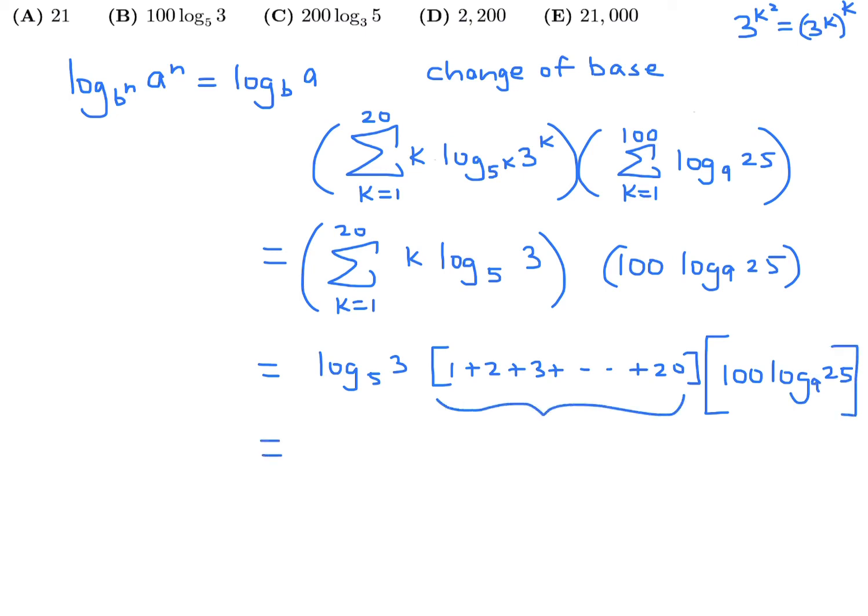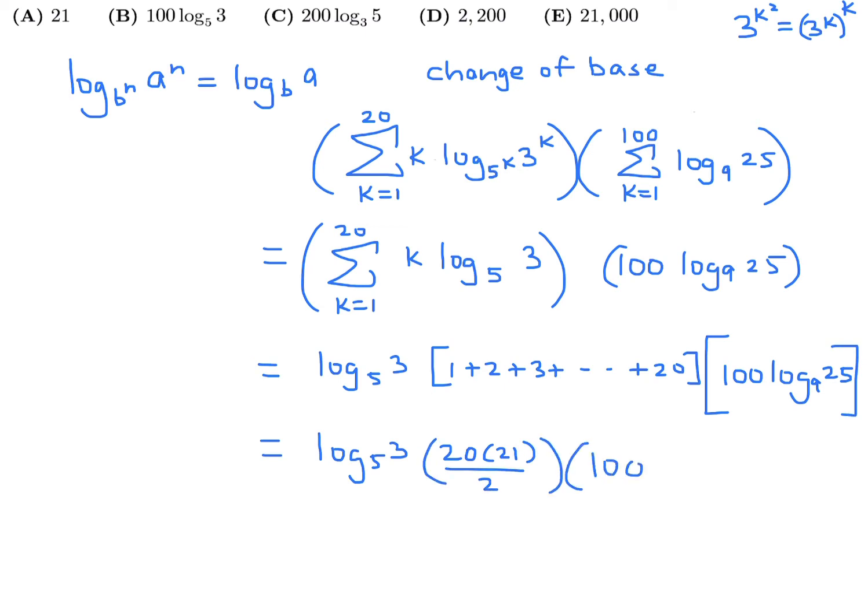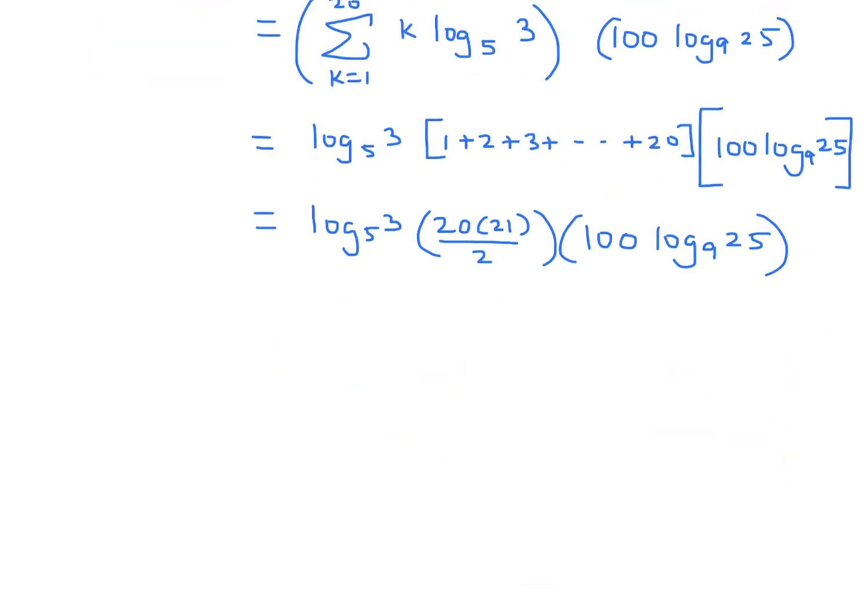Okay, well this you can easily do with that rule. 20 times 21 divided by 2. And this doesn't change, hasn't changed yet. Okay, so now what I'll have to do is, again, a change of base rule. And this is what I'm going to change the base for. So I'll do it here on the side. Log of 25 to the base 9. Well, that is the same as the log of 5 squared to the base 9. The 2 comes out front. Log of 5 to the base 9.